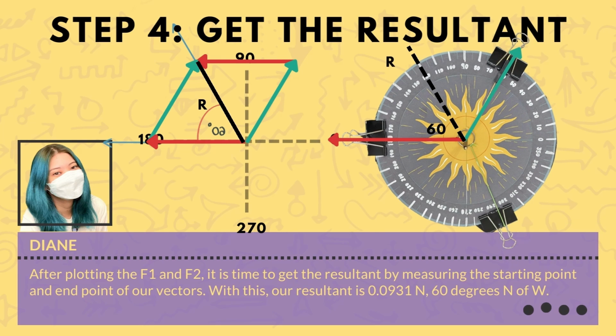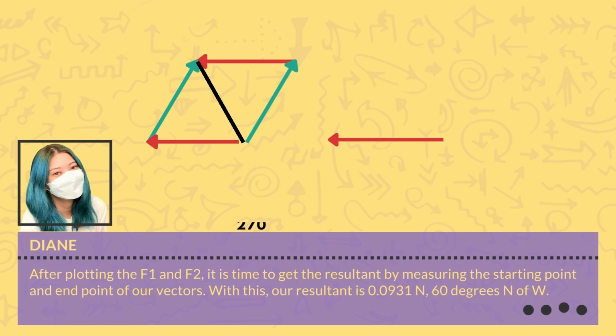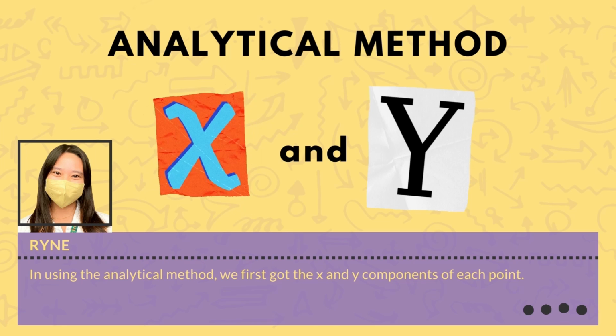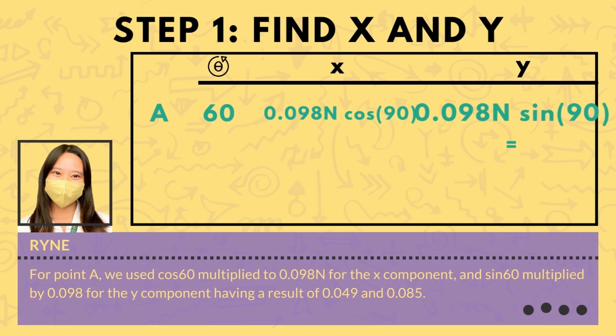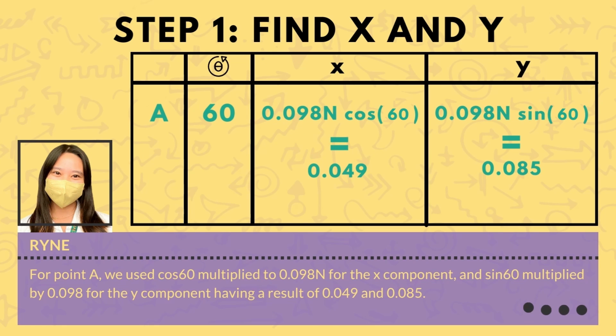After plotting F1 and F2, it is time to get the resultant by measuring the starting point and the end point of our vectors. With this, our resultant is 0.0931, 60 degrees north of west. In using the analytical method, we first got the x and y components of each point. For point A, we used cosine 60 multiplied by 0.098 newtons for the x component and sine 60 multiplied by 0.098 for the y component, having a result of 0.049 and 0.085.